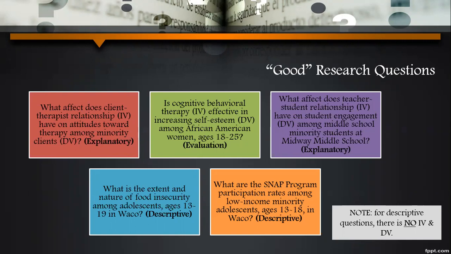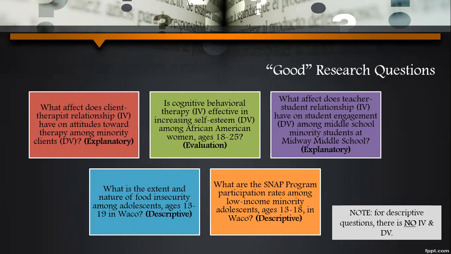Now in the purple box, the question reads, what effect does teacher-student relationship, which is our independent variable, have on student engagement, which is our dependent variable, among middle school minority students at Midway Middle School? So this question is explanatory in nature because we're interested in understanding what effect a particular independent variable has on a particular dependent variable. Okay, so in other words, we're looking at the extent to which teacher-student relationship might predict student engagement. Okay, so this is explanatory in nature.